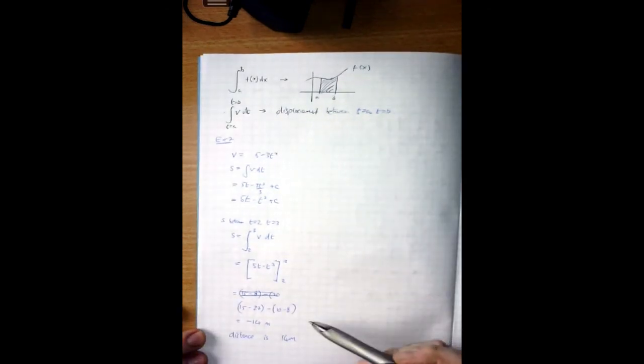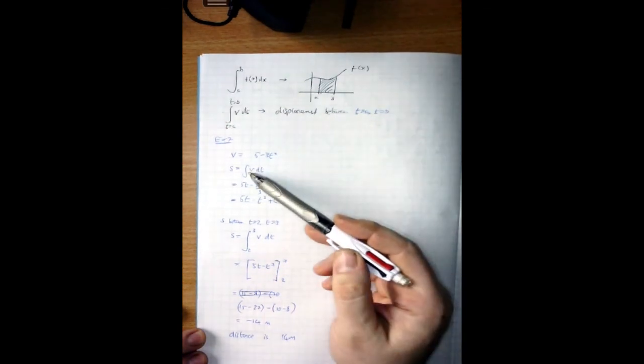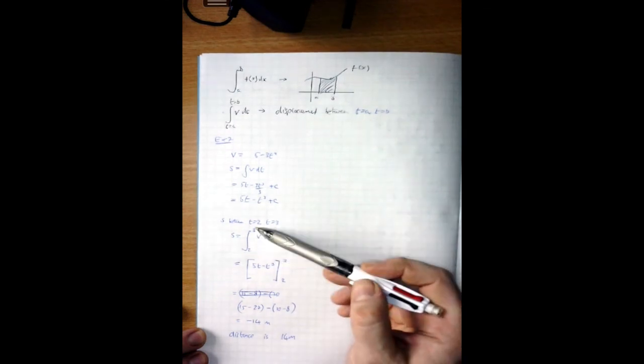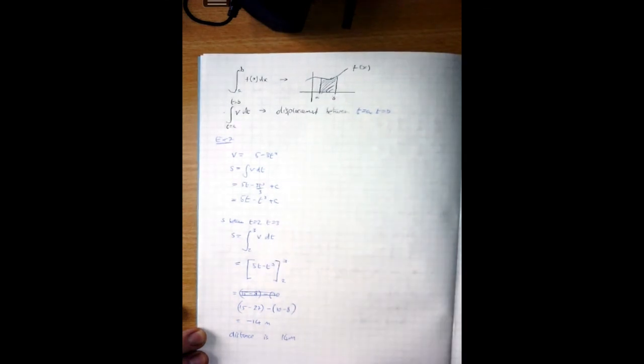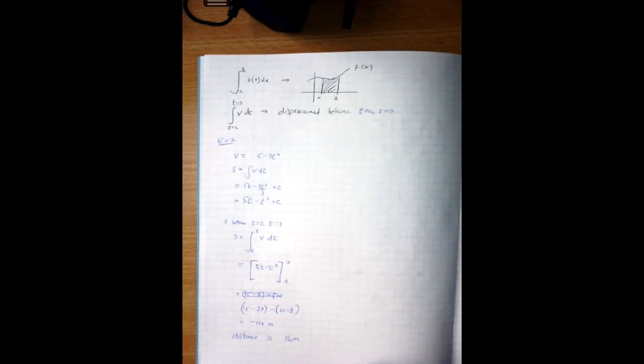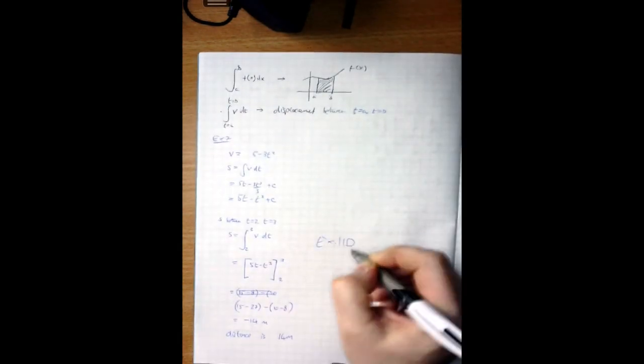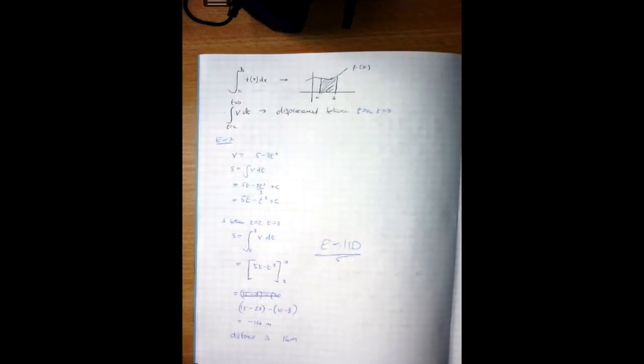So the key learning points here: area under a velocity graph is displacement, and when I'm using limits, I don't actually need to find c. Okay, that will do us, I think, for exercise 11D.